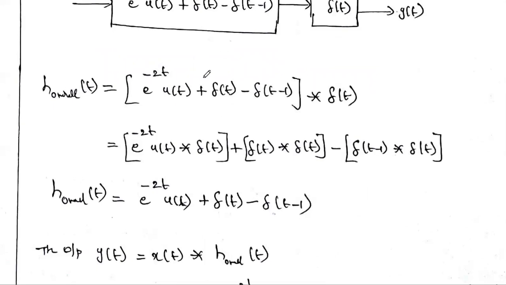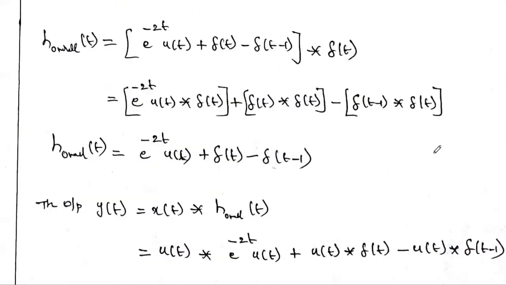So this three added term convolution with del of t. According to the associative property, you give this del of t convolution inside each term. So we may split: e power minus 2t u of t convolution with del of t, plus del of t convolution with del of t, minus del of t minus 1 convolution with del of t.